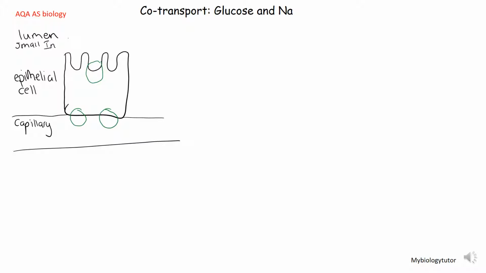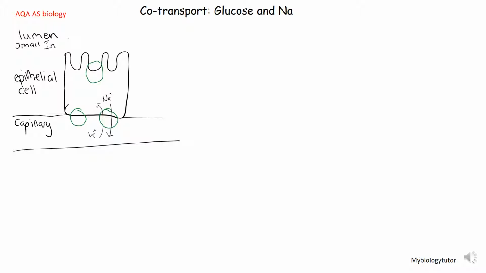Hi, today we're going to have a look at co-transport of glucose and sodium into the epithelial cell from the lumen of the small intestine and then through into the capillary. So, the first thing which happens is that the sodium in the epithelial cell is actively pumped out of the epithelial cell and into the blood. At the same time, potassium is pumped into the epithelial cell from the capillary. Okay, that allows the electrochemical gradient to be maintained, or actually for it not to be present.